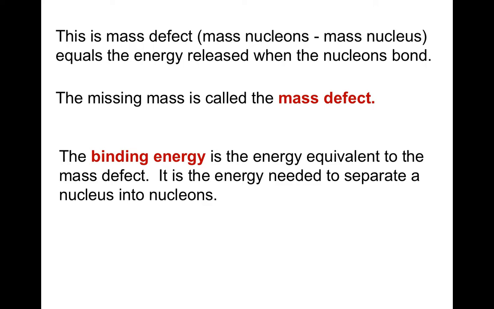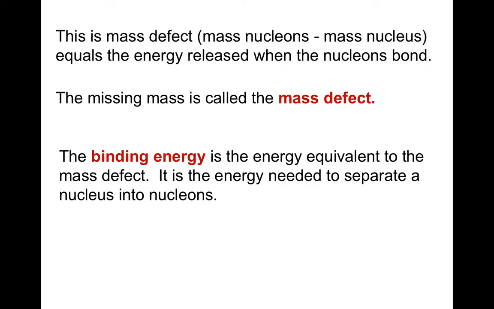So we call the missing mass the mass defect, and it's also called the binding energy because that mass that's missing equals the energy that's needed to keep the nucleus together. So the binding energy is the energy equivalent to the mass defect. And that's why you need that conversion of 1 universal mass unit equals 931 mega electron volts. Okay? So this binding energy is the energy that you need to put in to break the nucleus apart.